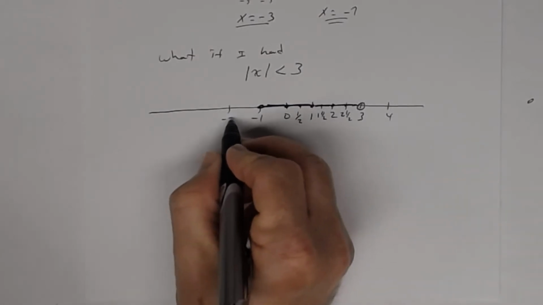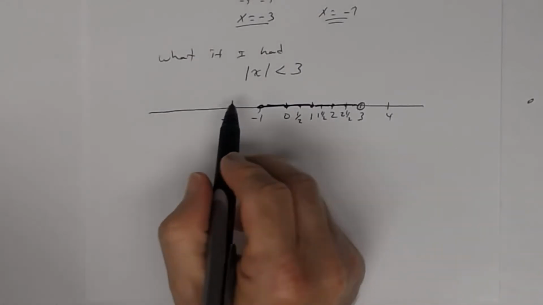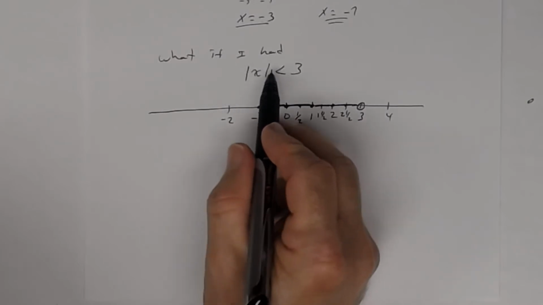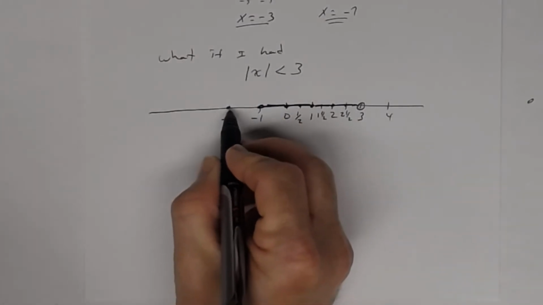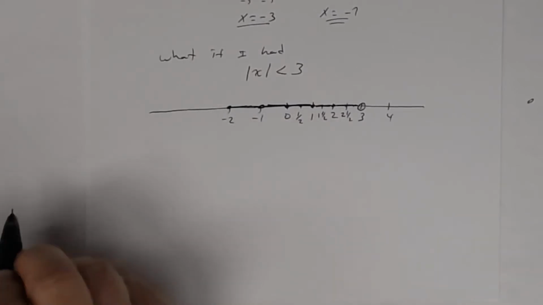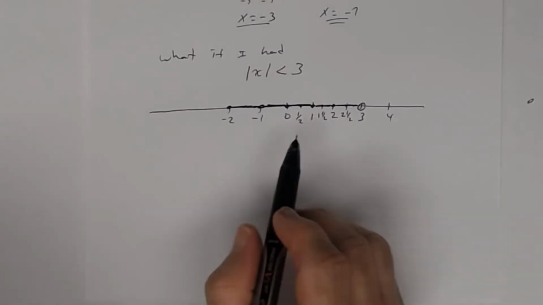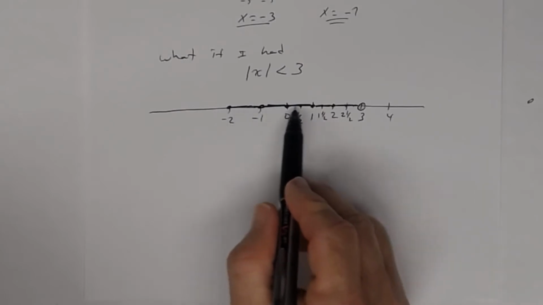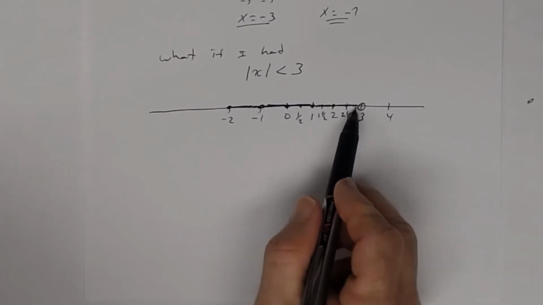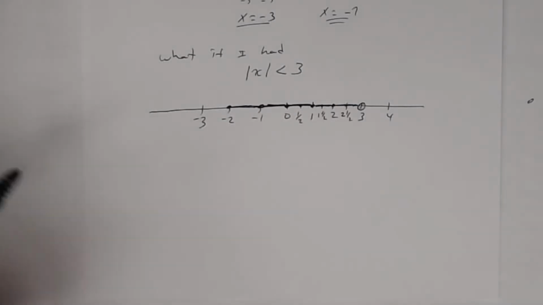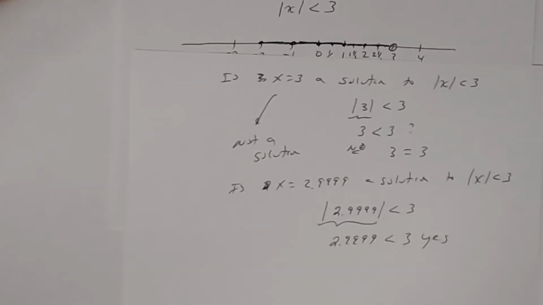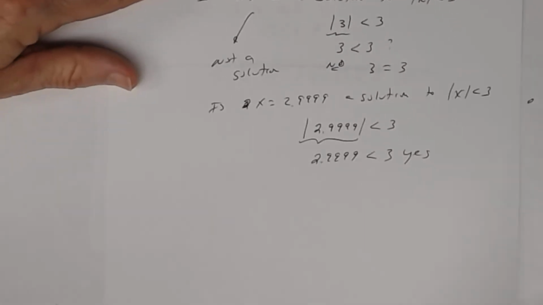What about -2? Is -2 a solution? The answer is yes. The absolute value of -2 is 2, and 2 is less than 3. So any number between -2 and -1 is a solution. So far I know all of this. All these are solutions right here, up to 3. And what about -3? All right, I'm going to write this down just to make sure you understand this.